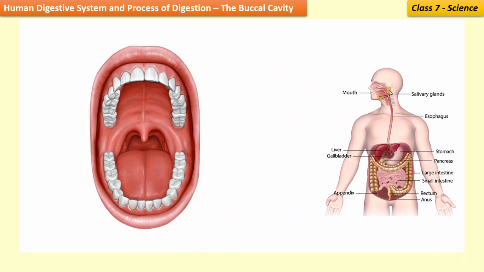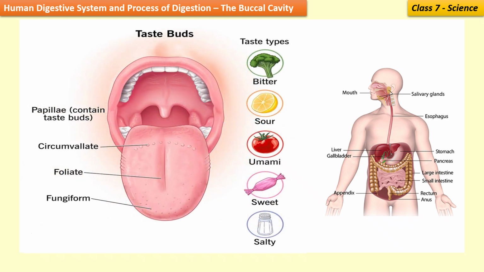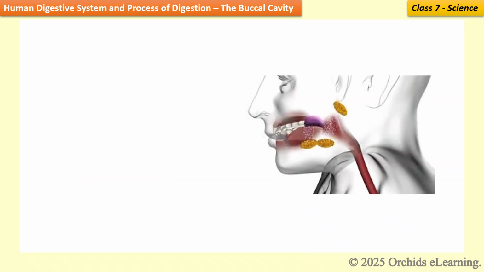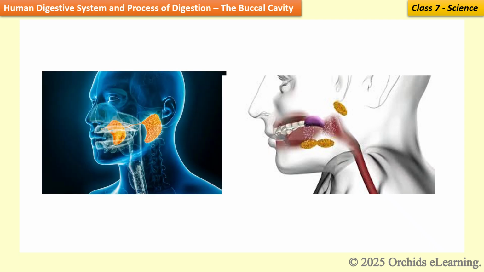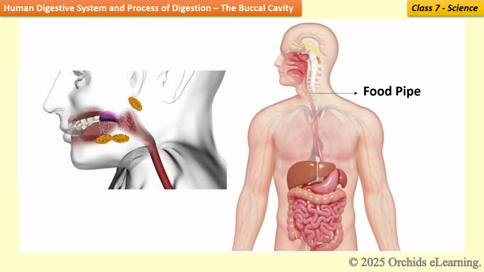The buccal cavity. It mainly consists of teeth and tongue. Teeth help in tearing, biting, and chewing food. Different types of taste buds, present on the tongue, help to find the taste of food. Salivary glands, present in the buccal cavity, secrete saliva. Saliva helps in the digestion of starch. The next part of the digestive tract, after the buccal cavity, includes food pipe, stomach, small intestine, and large intestine.